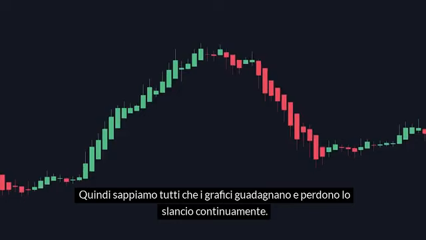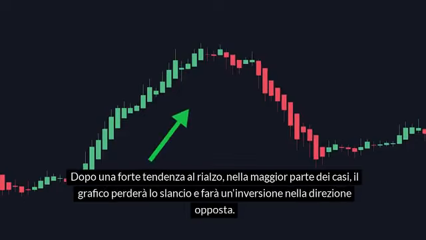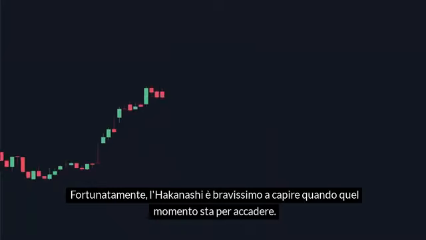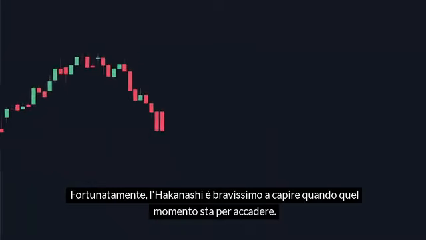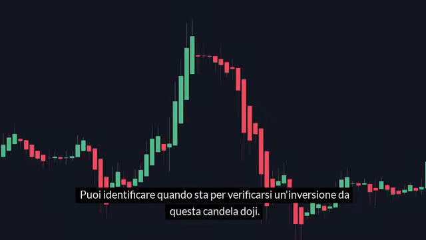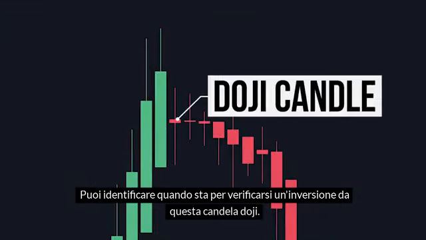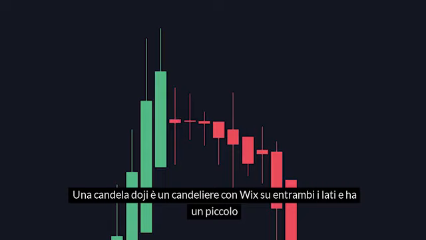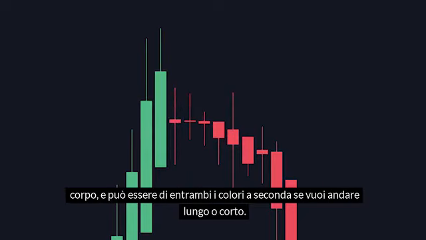So we all know charts gain and lose momentum all the time. After a strong upwards trend, most of the time, the chart will lose momentum and do a reversal in the opposite direction. Luckily, the Heikin Ashi is great at finding when that moment is about to happen. You can identify when a reversal is about to happen by this. A doji candle. A doji candle is a candlestick with wicks on both sides, has a small body, and it can be either color depending if you want to go long or short.